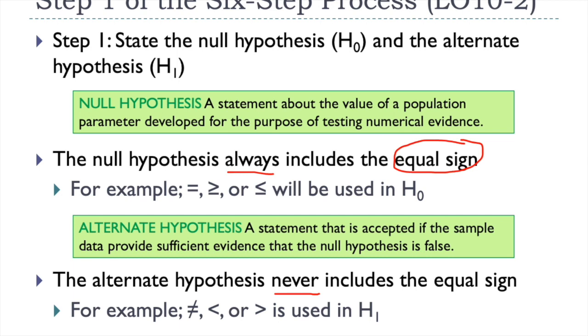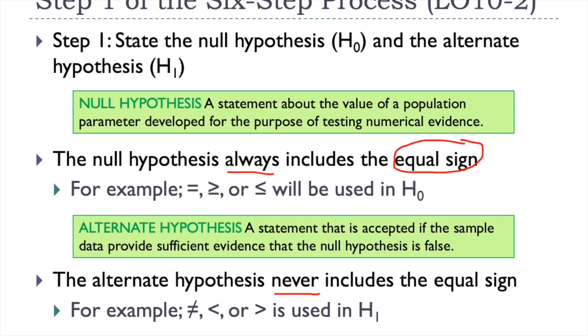Okay. Or if it's a range, then we would use, if it's going to be greater than, it'd be greater than and equal to, or less than and equal to, okay, for the null hypothesis. The alternate hypothesis is different because it's a statement that, if accepted, the sample data does not provide sufficient evidence. And so it's the opposite, and it's never going to include the equal sign.